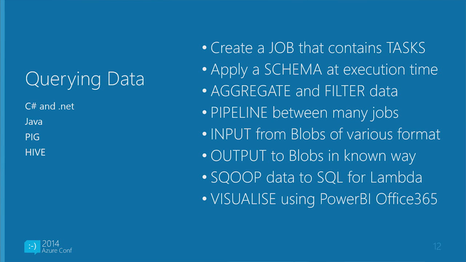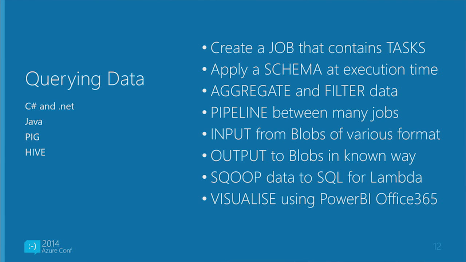And as I said, you can query your data in .NET languages, Java, Pig, and Hive, and we can effectively create a job which contains a number of tasks, and that job is the high-level unit, and the tasks are distributed across a number of data nodes. It could be one data node, it could be 500 data nodes. Hadoop will manage that from job trackers and task trackers.